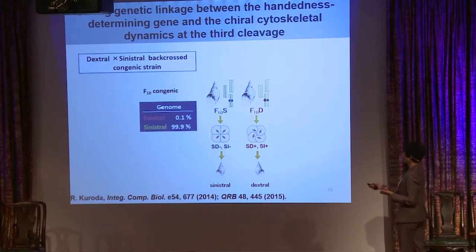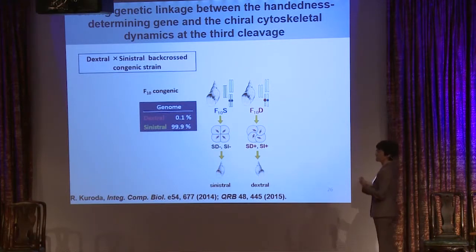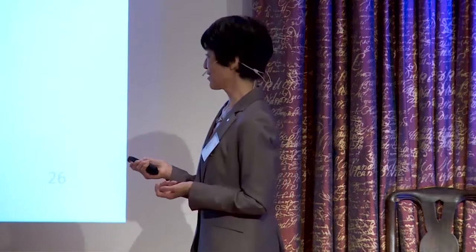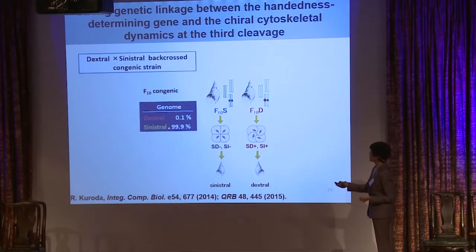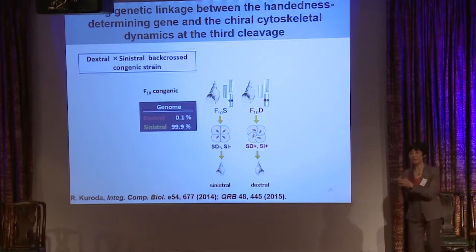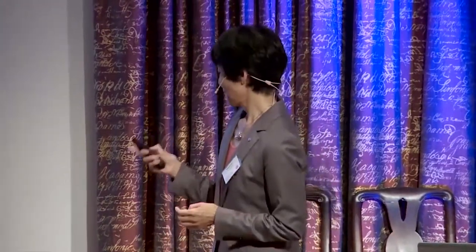And within that 0.1%, if you inherit the dexterity determining gene, it always shows SD, spiral deformation, spindle inclination, and it becomes dexter snail. If it hasn't got it, then no SD, no SI, and it will become sinister. There's no exception at all. So it must be in the single gene locus that we found.